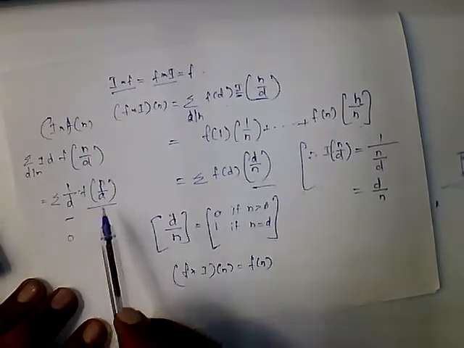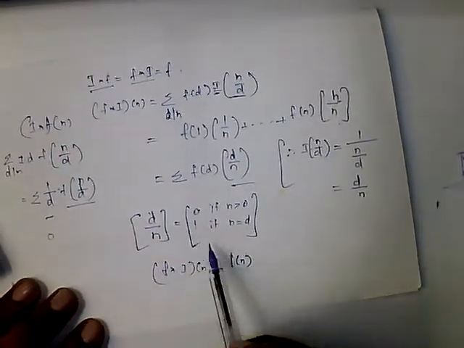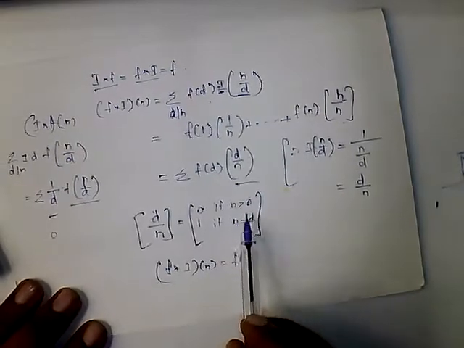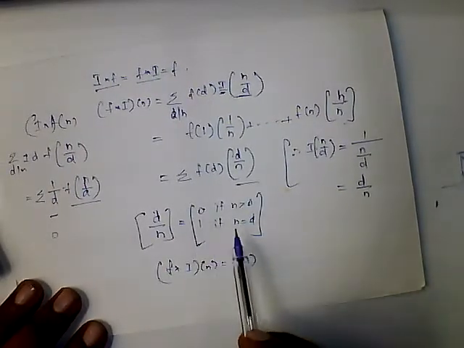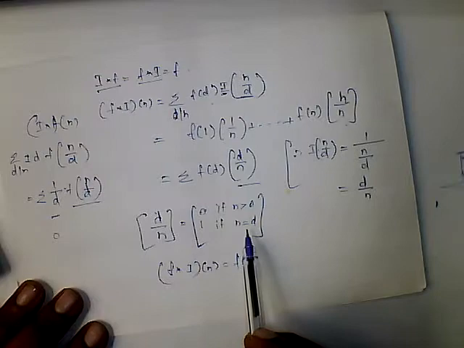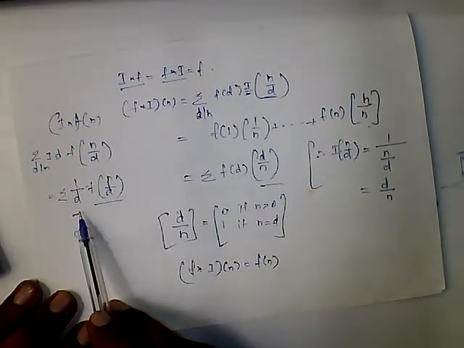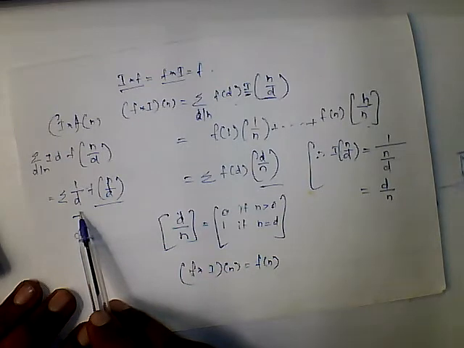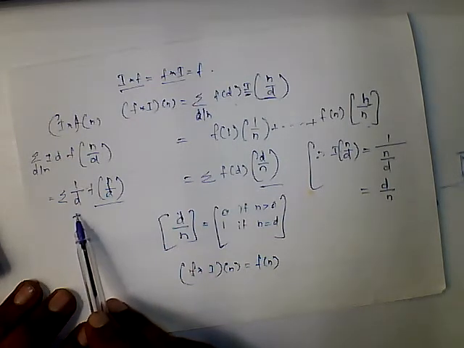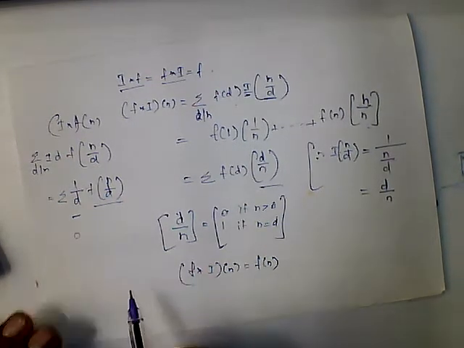From the condition that is given, n is greater than 0, and the term is nonzero only if n is equal to d. So if I consider d greater than 1, you will get this term equal to 0.